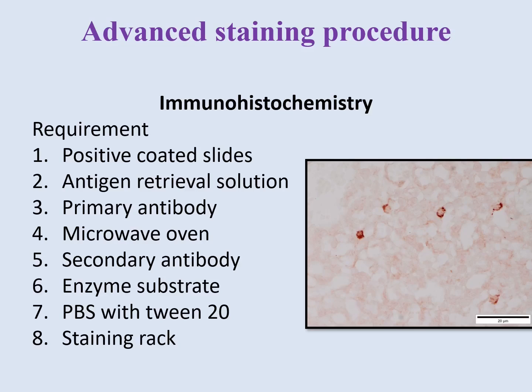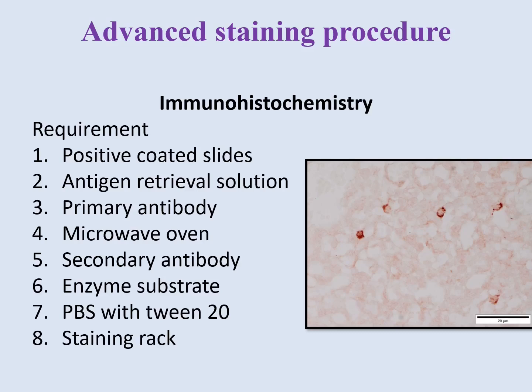What are the steps? In immunohistochemistry, we cannot use normal glass slides. We have to use only positively charged or positively coated slides. You can charge them yourself, and ready-made positively charged slides are also available in the market, but they are a bit costly. The second thing is that we have to use antigen retrieval solution. When we put our tissue in formalin for fixation, it causes masking of the antigen. So we have to expose the antigen so that our antibody can stick to it. For that we use antigen retrieval solution.